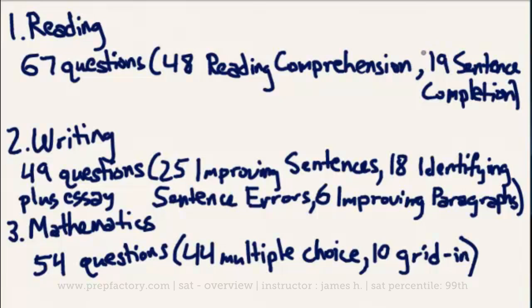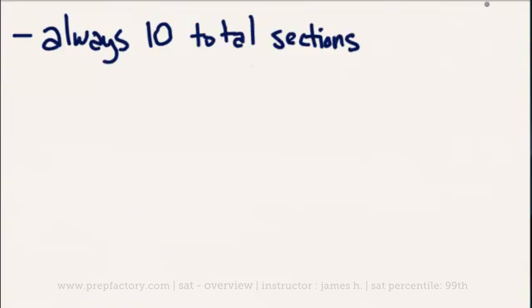Now that we've covered the number and types of questions on each section, let's move on and talk about the way the test is formatted. There are definitely a few things we always know about the format, things that will not change, or will only change within certain parameters. There are always going to be 10 total sections. You'll always be seated in the chair taking the test for the length of 10 sections.